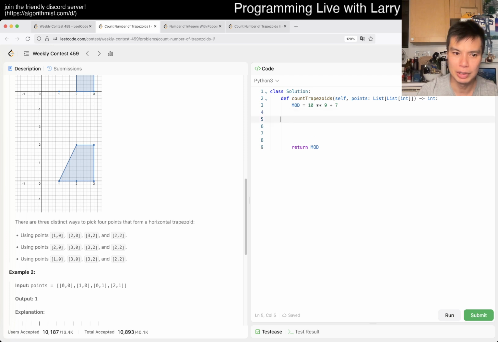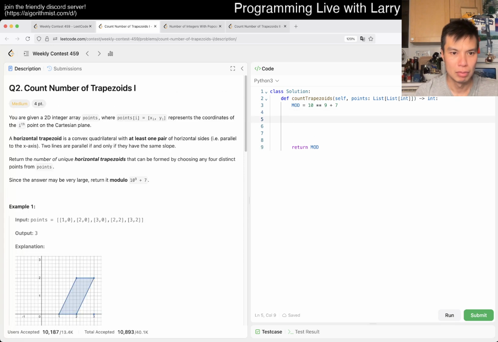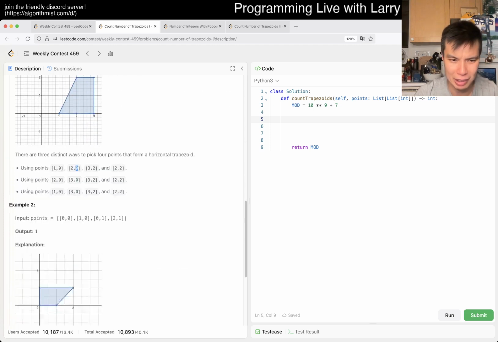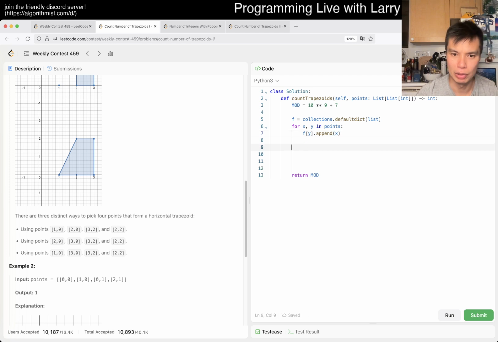Okay, so then now we just, what's it, the horizontal is x, so that means that if horizontal means parallel to the x, so y is the same, right? Okay, I usually draw my xy differently, but maybe not. It should be okay. Okay, fine. For x, y endpoints, so then f of y dot append x, right? And that's really all you need.